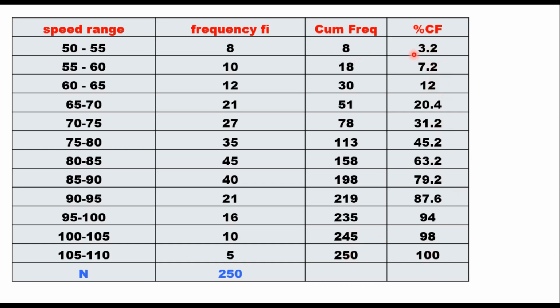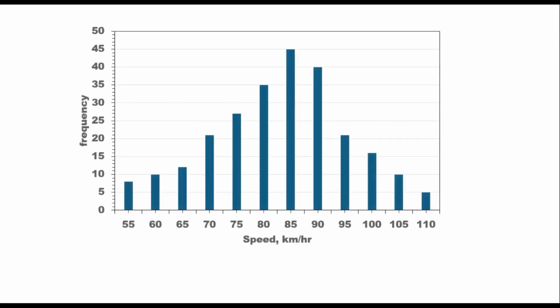As I told you, all these calculations can be easily made in an Excel sheet, and then you can plot. On the x-axis you can take the midpoint of the speed range, and on the y-axis you can take the frequency, so you get this type of histogram. This is the frequency distribution, or PDF, probability density function. This can be used to determine the pace of the speed data.